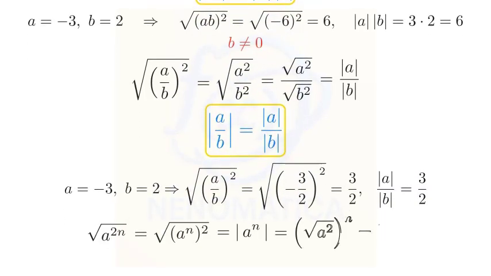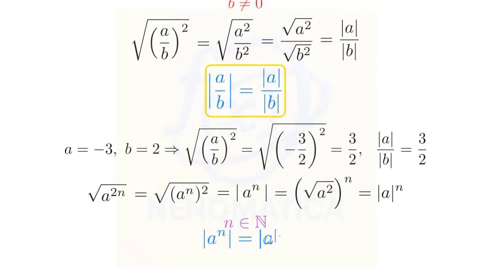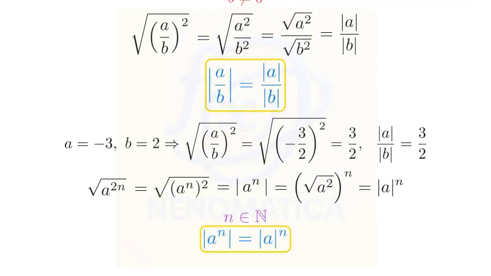Property 3 connects all powers with even exponents. Look at the square root of a to the 2n. Recognize it as the square root of the square of a to the n. That equals the absolute value of a to the n. Using the earlier idea, the square root of a squared equals the absolute value of a. So the result is the absolute value of a raised to the n. This holds for natural n.